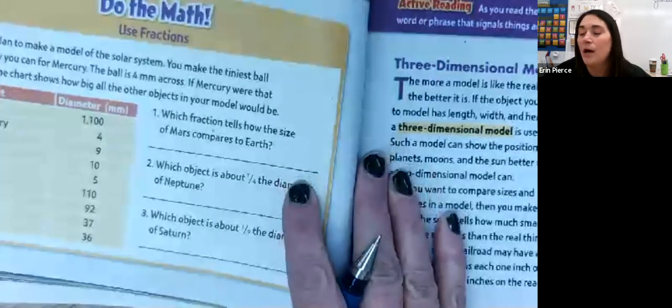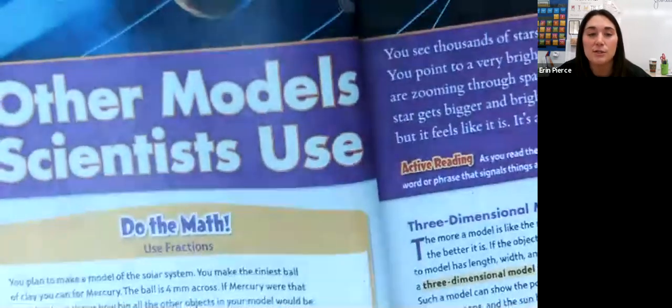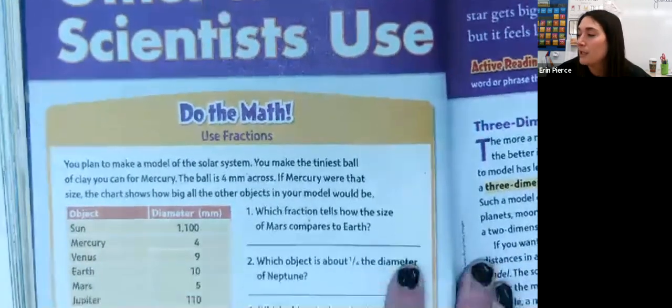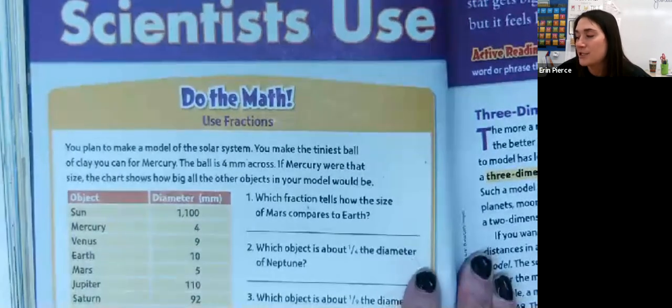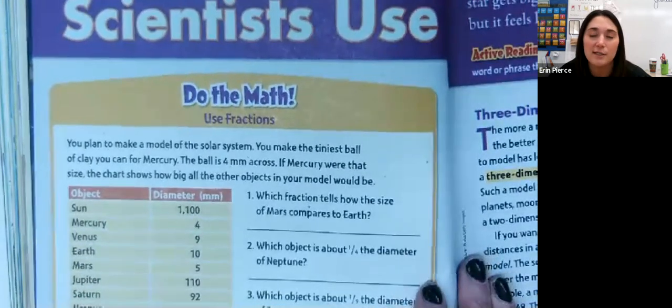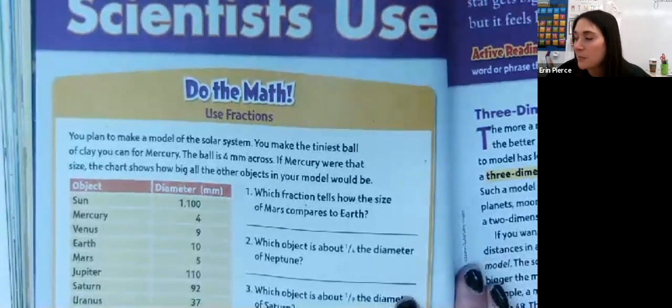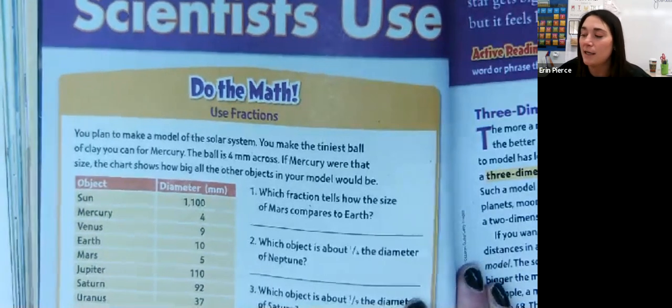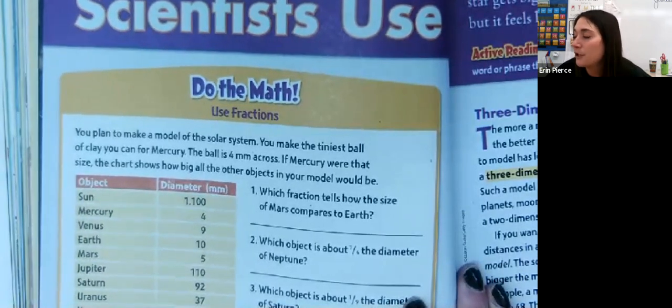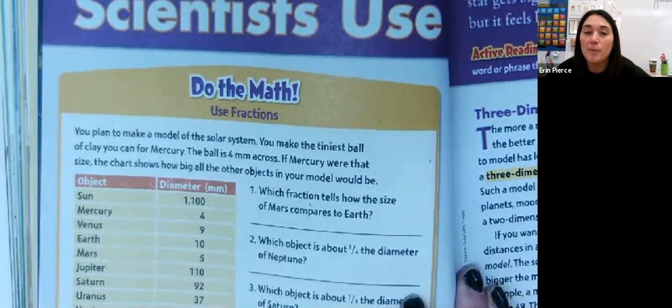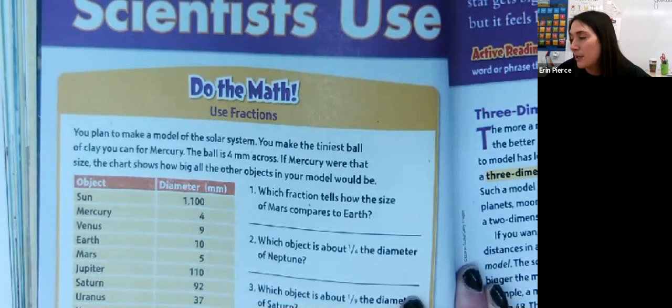Other models scientists use. Let's go ahead and do the math with fractions today. I know my fourth graders, we haven't gotten to much fractions yet, but let's see what we can do. You plan to make a model of the solar system. You make the tiniest ball of clay you can for Mercury. The ball is 4 millimeters across. If Mercury were that size, the chart shows how big the other planets in your model would be.